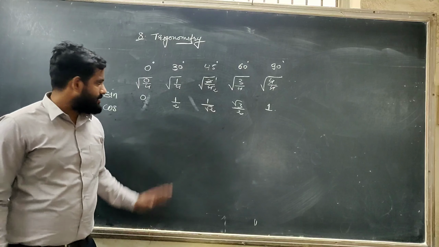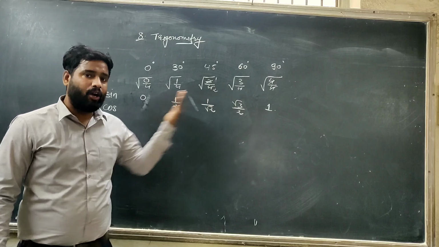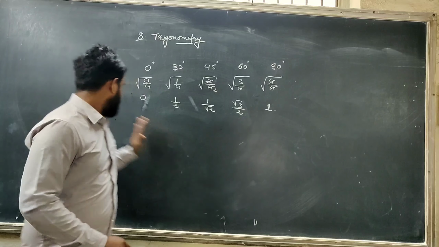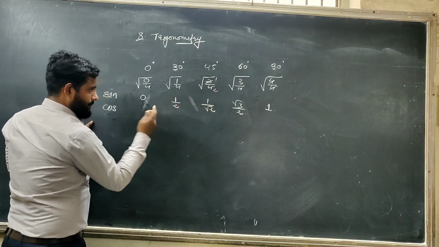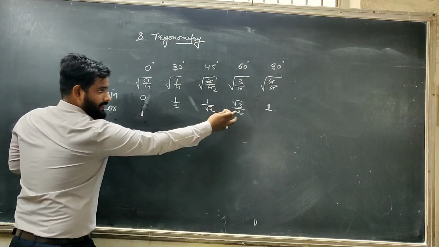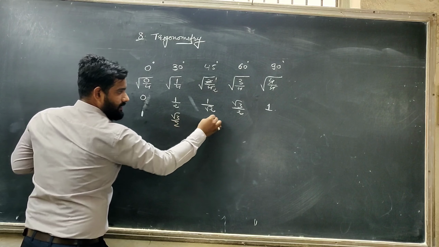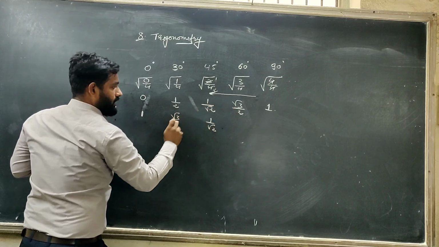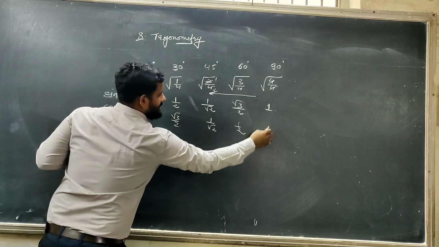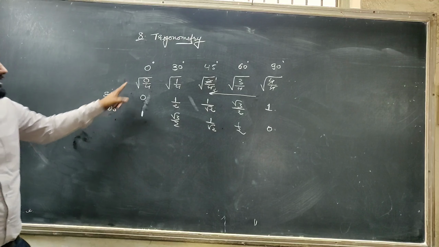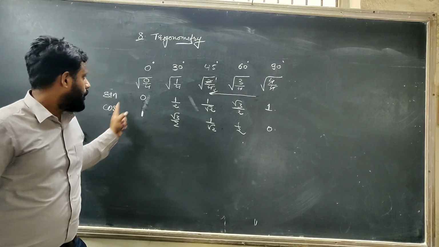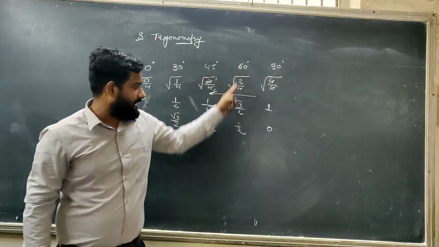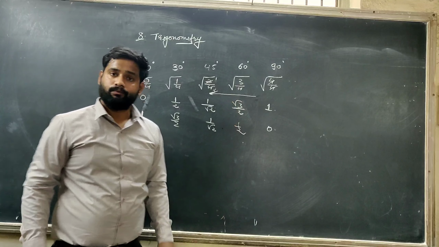The next thing is cos. To get the cos, just write down the values in the descending, opposite order, from 0, 1 by 2, 1 by root 2, root 3 by 2 and 1. So for cos, answer from the back. Means you have to go like this: 1, root 3 by 2, 1 by root 2, 1 by 2 and 0. Right? Means cos 0 degree is 1, cos 30 degree is root 3 by 2, cos 45 degree is 1 by root 2, cos 60 degree is half, and cos 90 degree is 0.